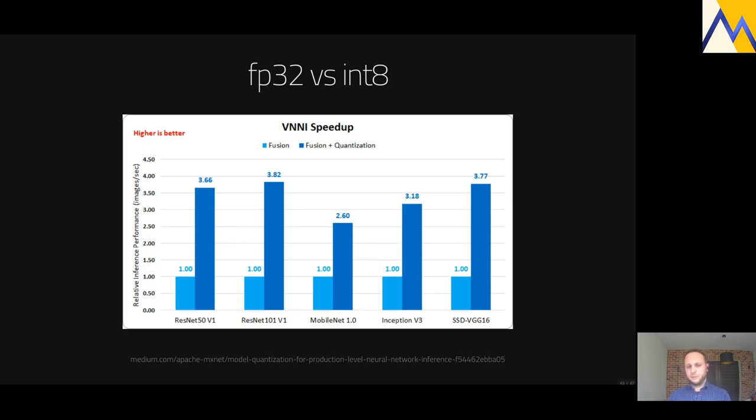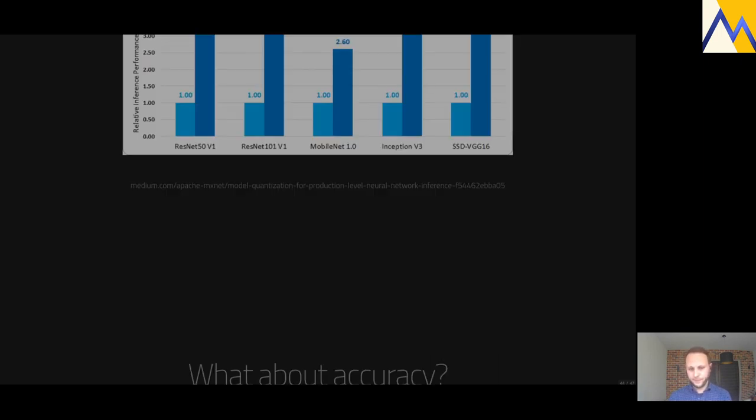And the theoretical limit is 4, because you have 4 integers in place of a single floating point 32. So obviously, according to Amdahl's law and other things, we probably won't get a 4 times speedup, but 3.82 is actually a pretty good result, in my opinion.